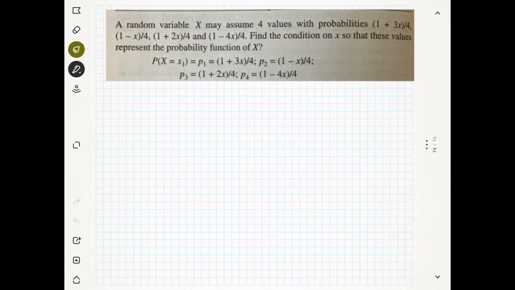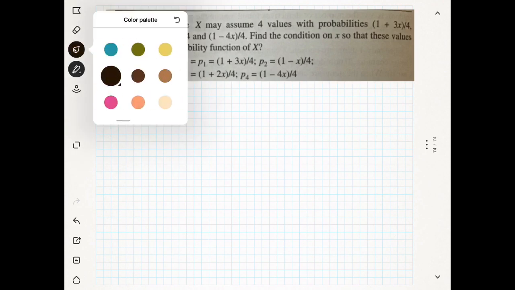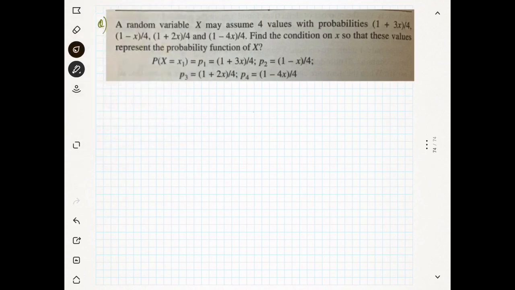We will continue our discussion on the discrete random variable, and now we will see a problem. This is a problem where X is a random variable and it may assume 4 values with the probabilities (1 + 3x)/4, (1 - x)/4, (1 + 2x)/4, and (1 - 4x)/4. Find the condition on x so that these values represent the probability function.